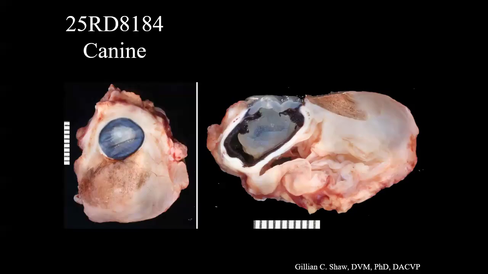So the next one here is an eye from a 1 year, 8 month old golden doodle, neutered male. Came with sort of a fun history.